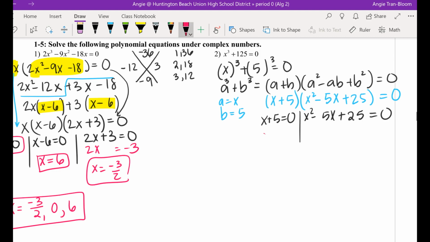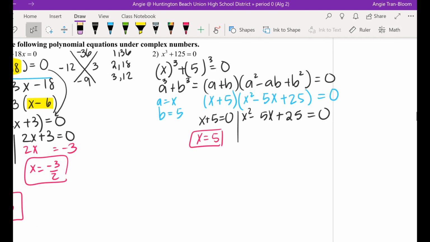Well, the first factor is easy to solve for x. I have x equals negative 5. This quadratic equation is not as easy. It's not factorable, so I have to use the quadratic formula. x equals negative b. Your b is negative 5, so it's now just positive 5.